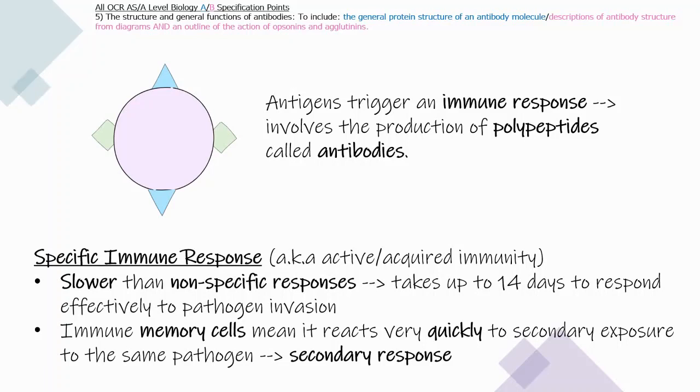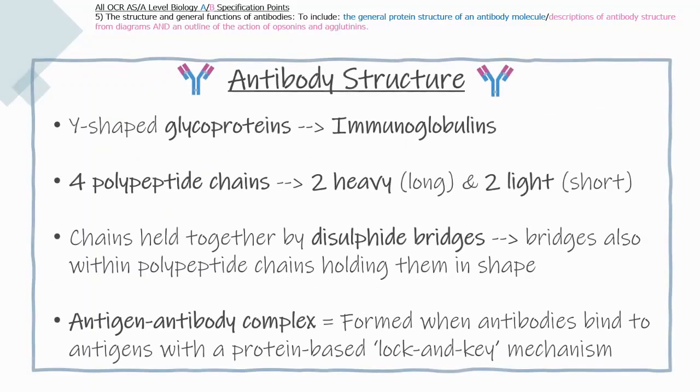So the specific immune response is initially slower than non-specific responses and can take up to 14 days to respond effectively to an invading pathogen. So this is known as the primary immune response, and this is when we are first exposed to a pathogen. Now, the good thing about the immune system is it has memory cells. So if we're infected by a pathogen again, the body can react very quickly and destroy the pathogen, usually before we experience any symptoms. So we're going to discuss the structure of antibodies.